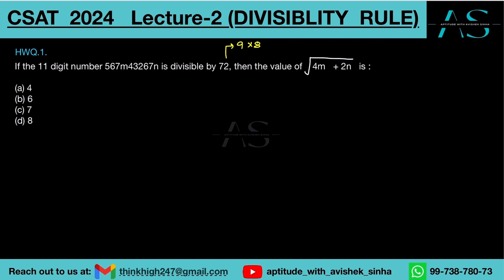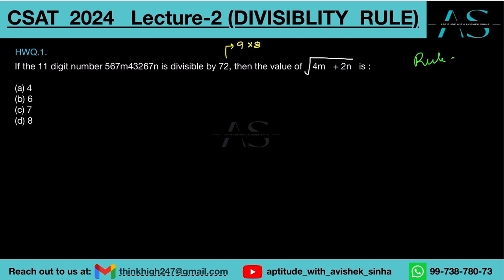So any number that is divisible by 72 must, in 100% of cases, be divisible by 8 as well as 9, both. So we'll start by checking the rule of 8 and then we'll check the rule of 9, and with the help of these two we can easily find out the value of M and N, and once we have the value of these two digits we can put it here and get to our solution for the expression. I hope you have the flowchart with you. Now, what does the rule of 8 say?